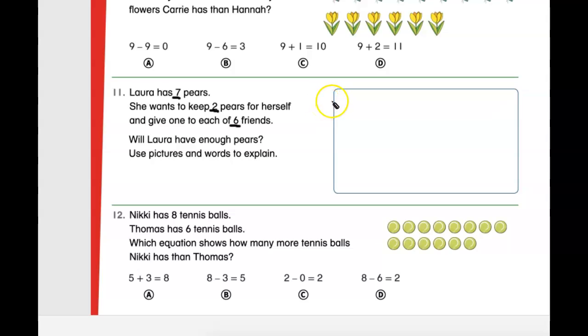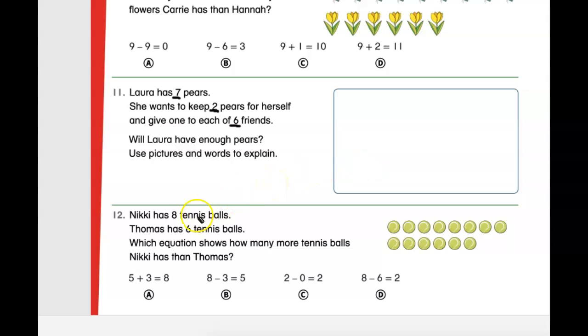So you could draw a picture showing 7 pears and then see if she wanted to keep 2 of them, how many would you have left? And would she have enough to give to each of her friends? So you can draw how you would solve this, how many marks you would make if you cross any off, and then you could just tell me yes or no, will she have enough pears in the box?